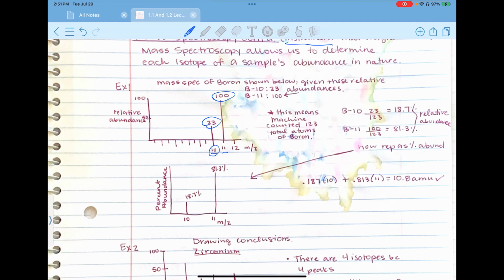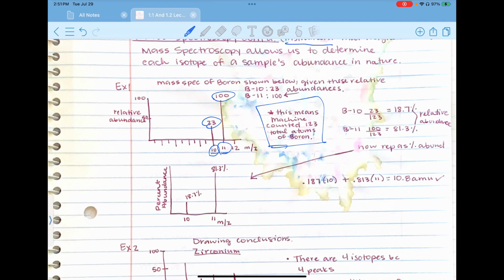Well, we have boron 10, and I have 23 as our relative abundance. Boron 11, and I have 100 as our relative abundance. So what does that mean? That means that our machine counted a total of 123 atoms of boron. Okay, so how do I make that into percentages so that I can do the math that I showed you a bit ago? Well, I'm going to take each one and divide it by the total.